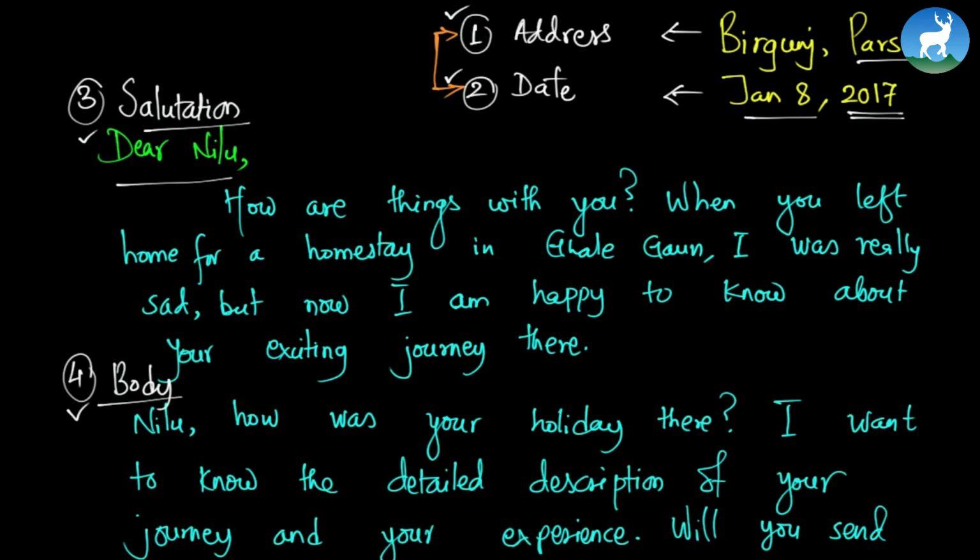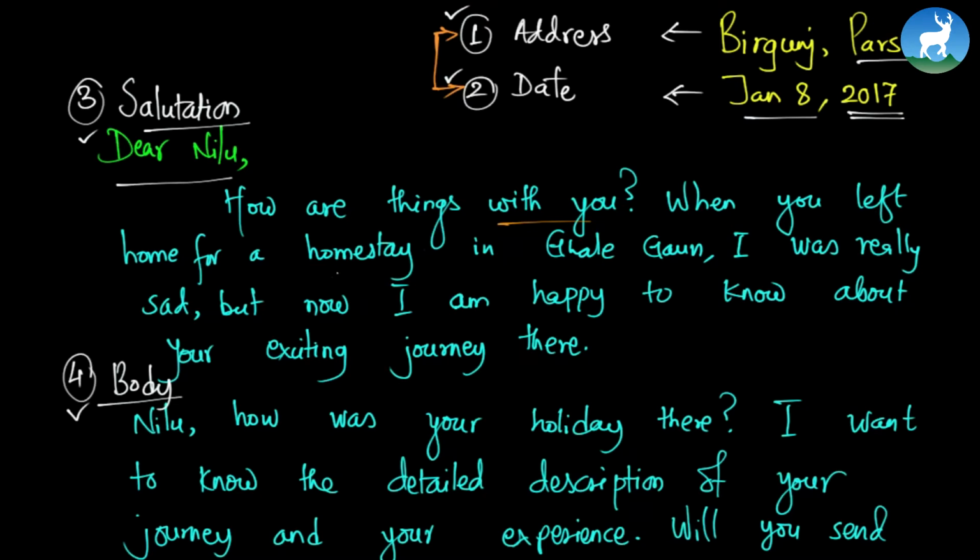Now, the letter begins with something like, "How are things with you?" Or you can simply say, "Hi, how are you?" "Hi, Nilu, what's up?" So these could be some of the basic ways in which you can begin a personal letter. So the first question that Satyadev Yadav, her loving brother, asks is, "How are things with you?